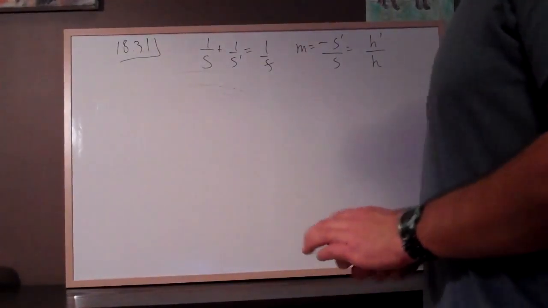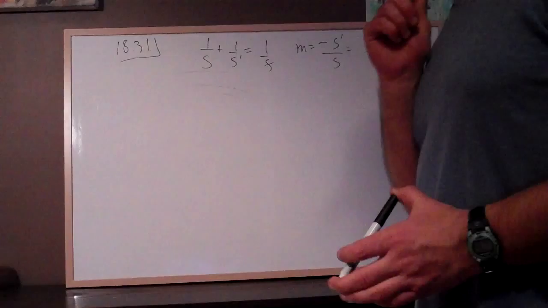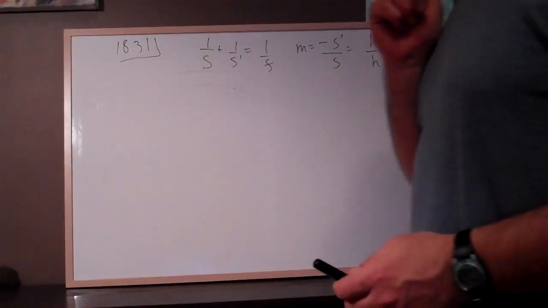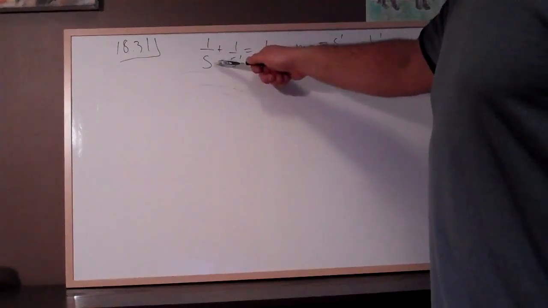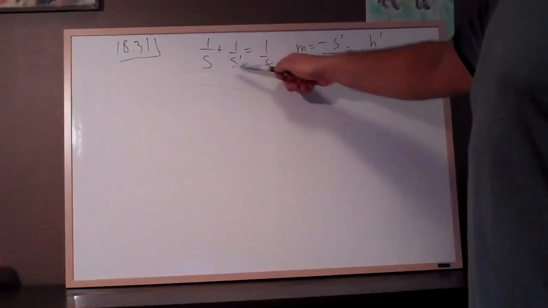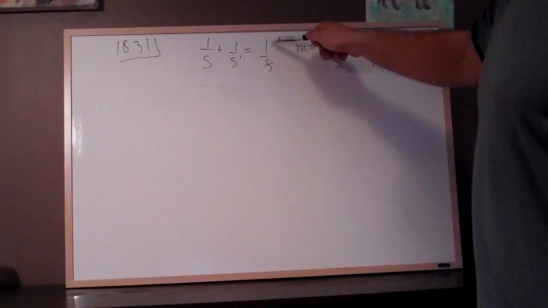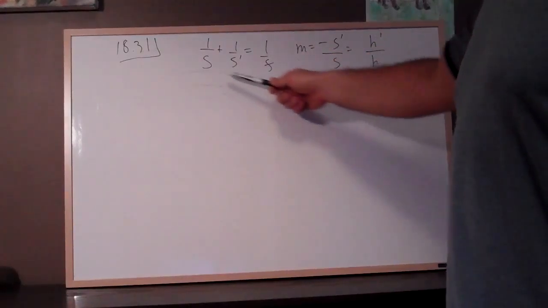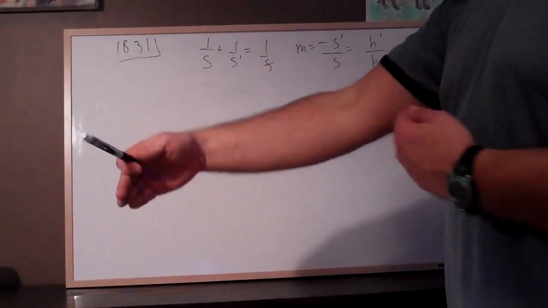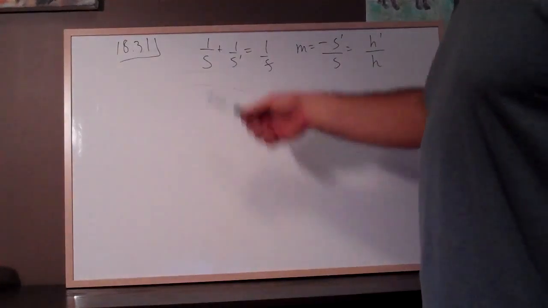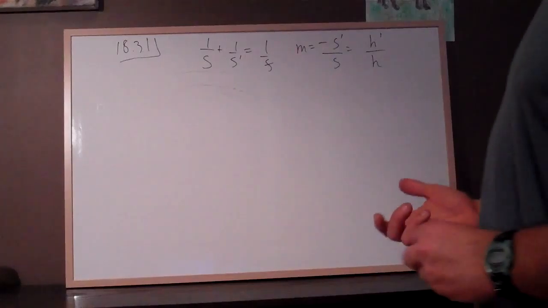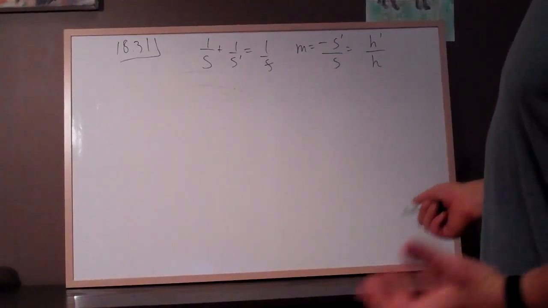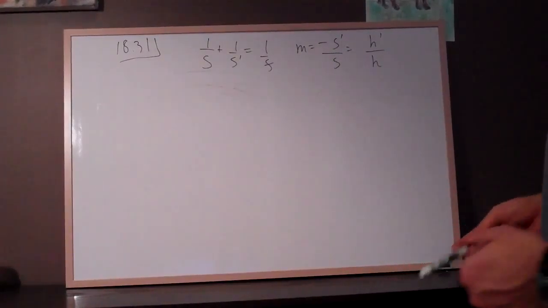Okay, let's do a few problems where we rely on the lens equation and a few things about lenses. I wrote the lens equation up here: 1 over s plus 1 over s prime is 1 over f. So s is the object distance to the lens, s prime is the image distance, and f is the focal length. We could talk about the magnification in terms of object and image distances as well.